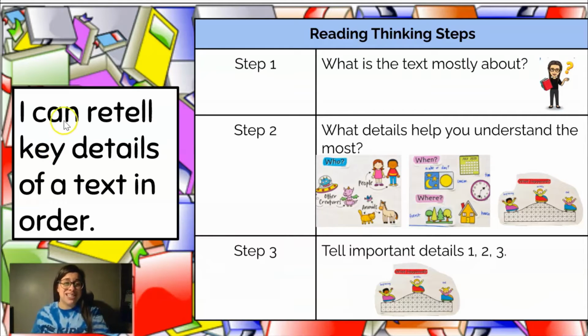Our reading thinking job is I can retell key details of a text in order. Our reading thinking steps to get to that job is step 1, what is the text mostly about? Step 2, what details help you understand it the most? And step 3, retelling what key details we learned about.